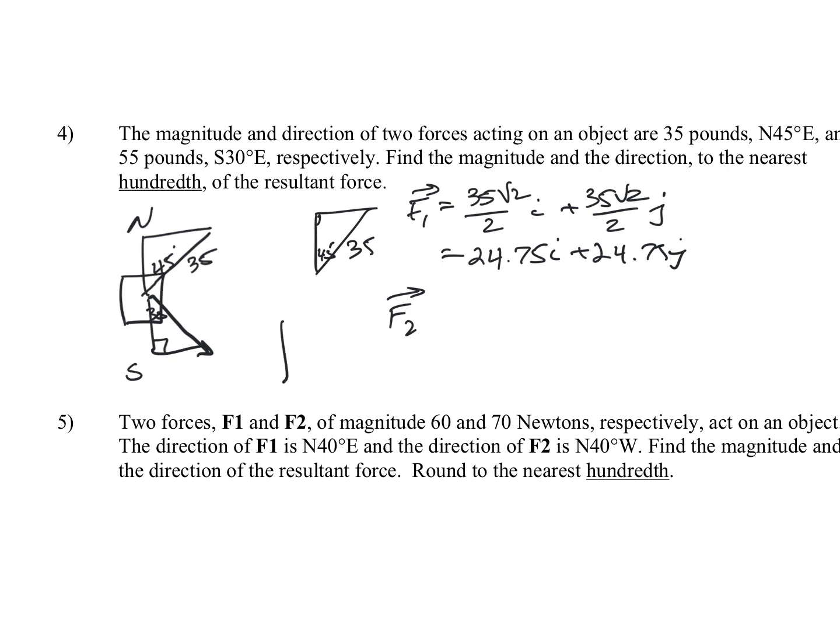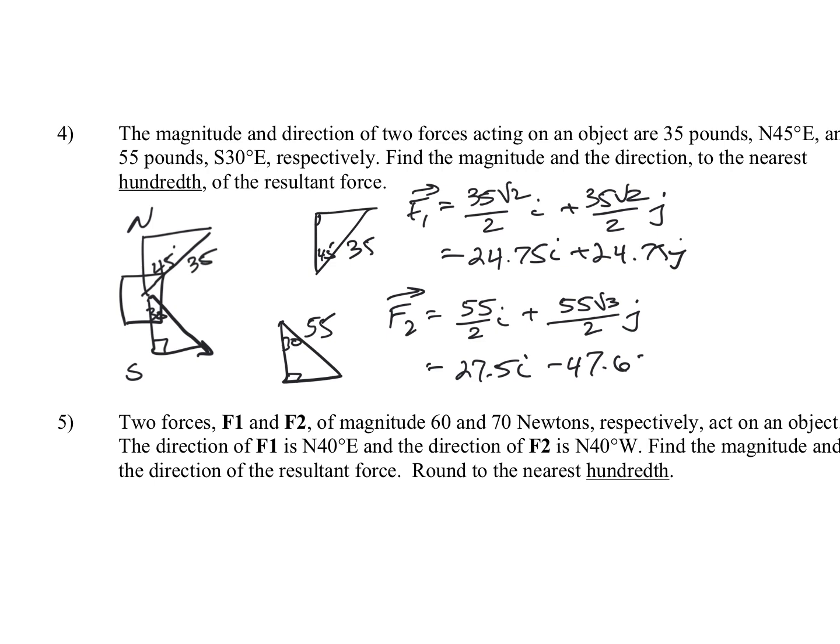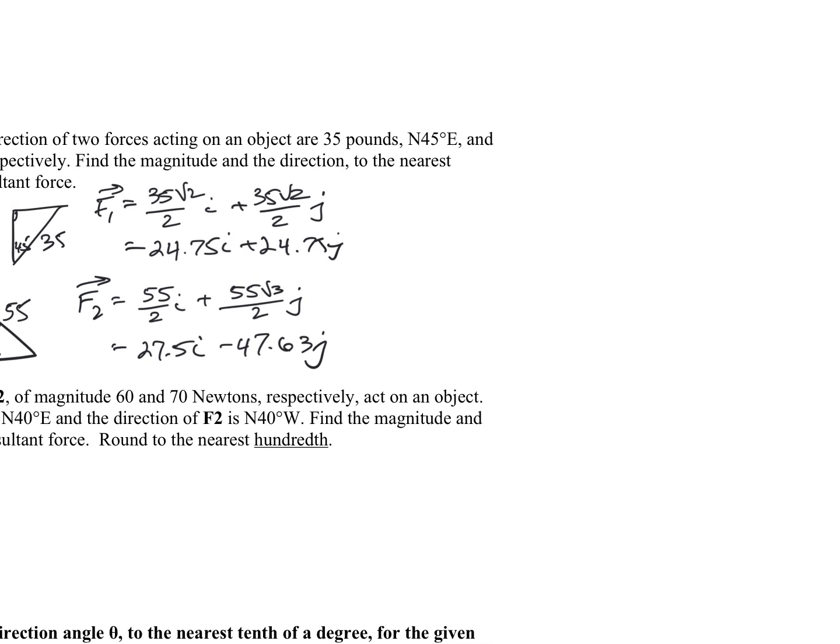So again, knowing it's a 30, 60, 90 triangle, and the force being exerted is 55 pounds, using my special right triangle ratios, I can see that the I component is 55 over 2 I, and the J component is 55 root 3 over 2 J, just using my special right triangles. And so those decimals are 27.5 I, negative 47.63 J.